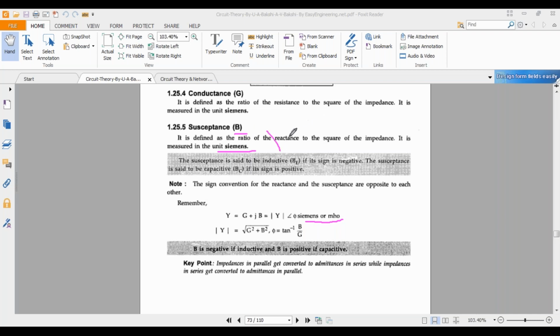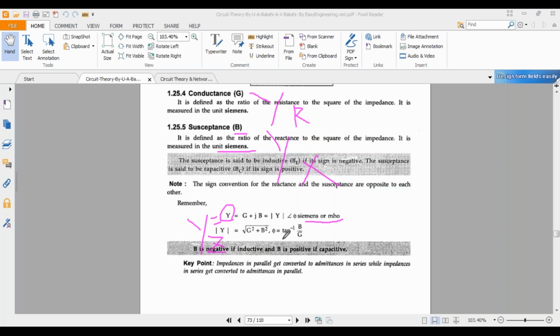1 by reactance is called susceptance. 1 by R is called conductance. So admittance Y is equal to 1 by Z. 1 by Z is equal to Y. 1 by R is equal to G. 1 by X is equal to B. So that Y is equal to G plus or minus jB.